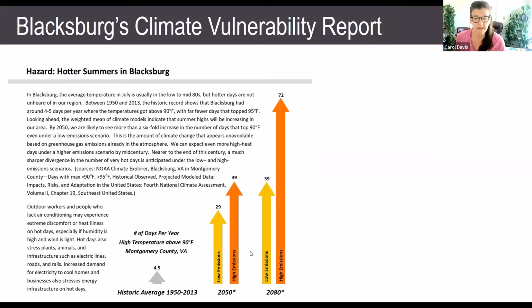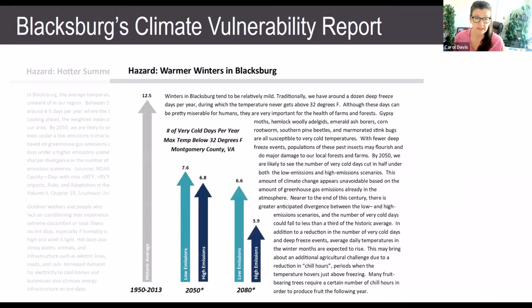What the modeling is telling us is that under a low emissions scenario by mid-century, that number is going to pretty significantly increase, right? And then even more of an increase under a high emissions scenario. By end of century, we also see a split between the low emissions and the high emissions scenario, but the high emission scenario is really quite an alarming increase and fundamentally changes our experience of summer and what that might mean for Blacksburg. So I think this was the most troubling and concerning finding from all of the data that we examined around that.